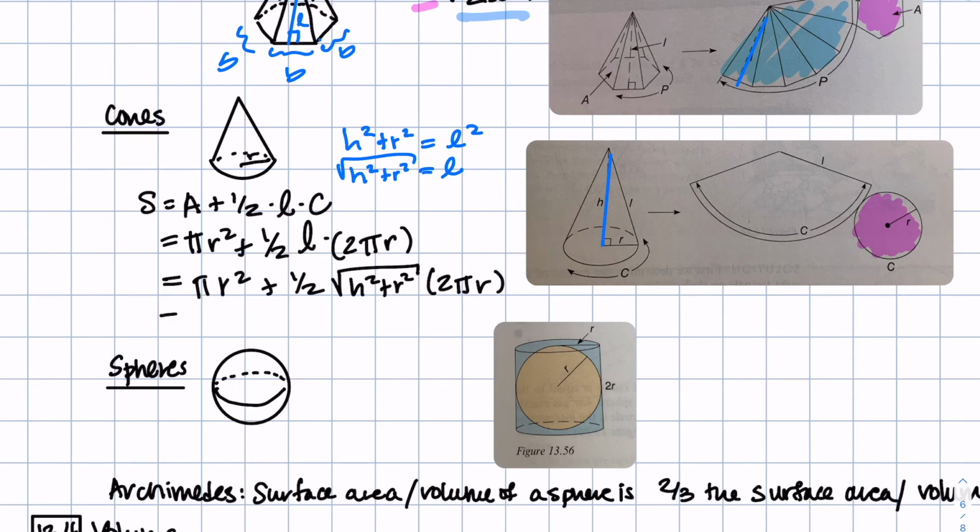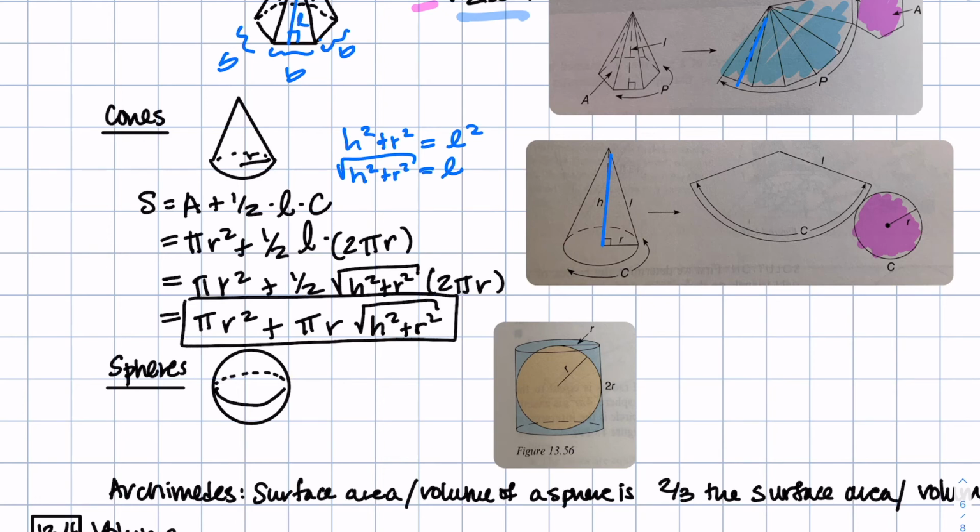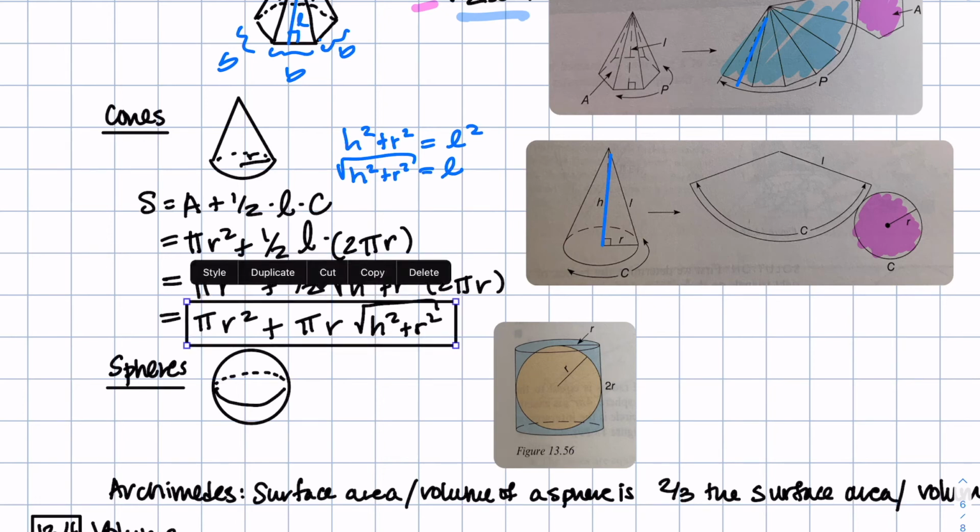And then there's just a little bit of simplification we can do. We have a 1/2 times 2 here, so we can rewrite this as pi r squared plus, if we move that pi r to the front and cancel the 1/2 and 2, we end up with this version of the formula. So of course, this is not a very nice formula to memorize, but it does help to know where these things come from, to see the motivation for the formula for the surface area.